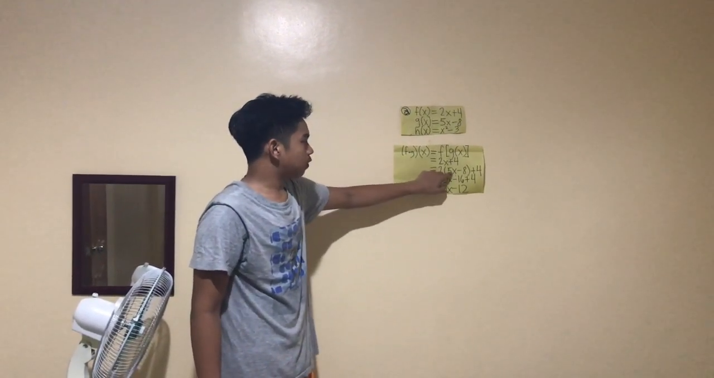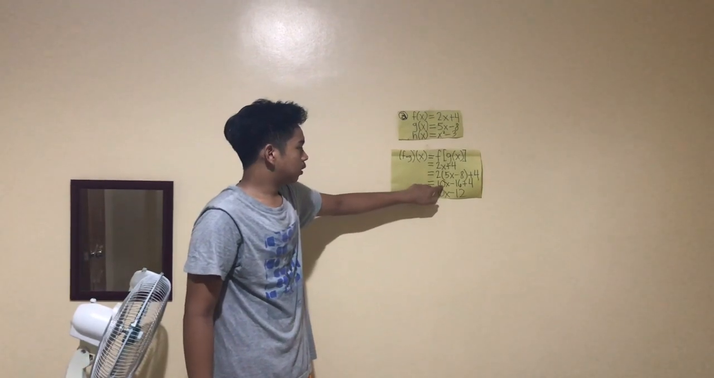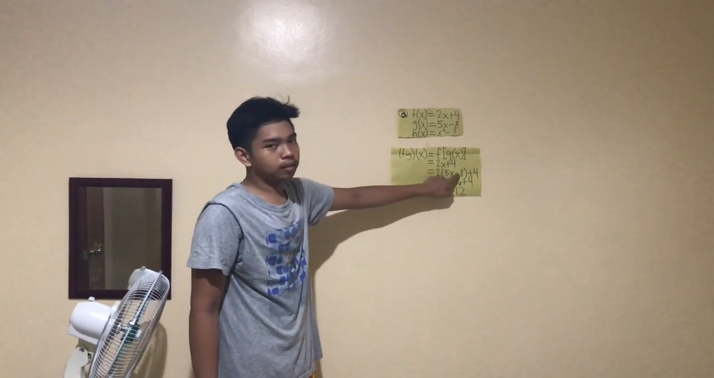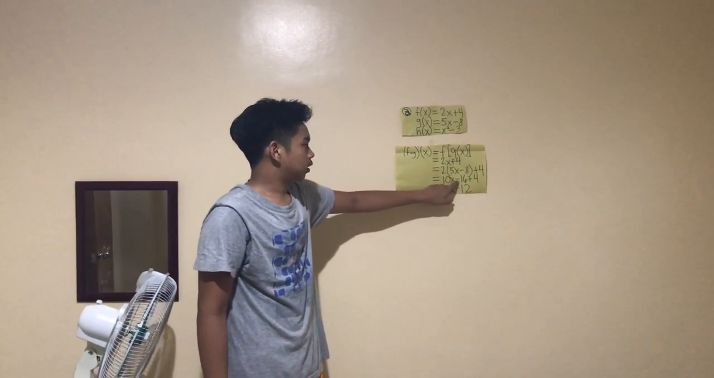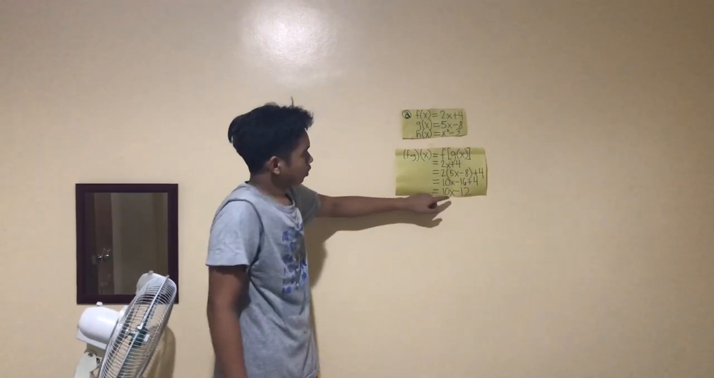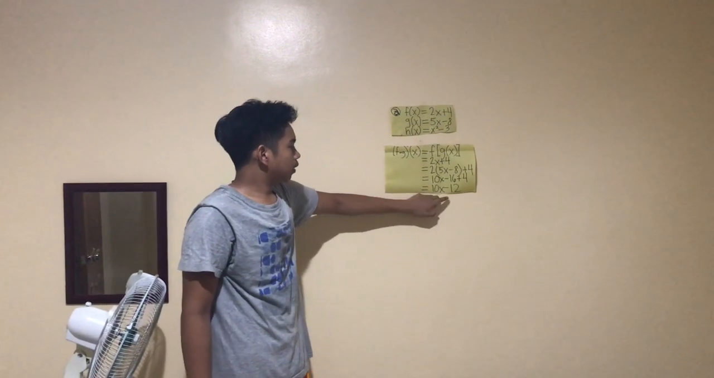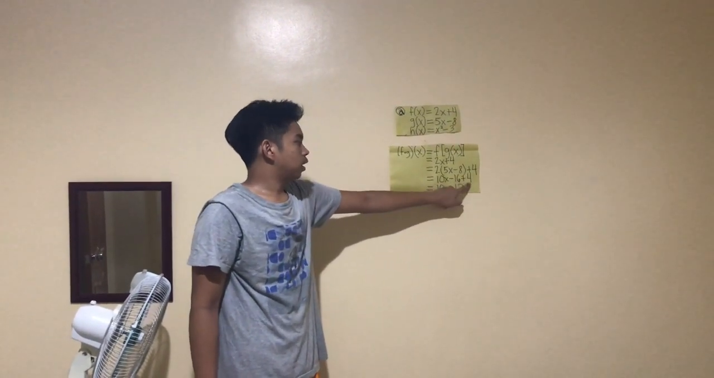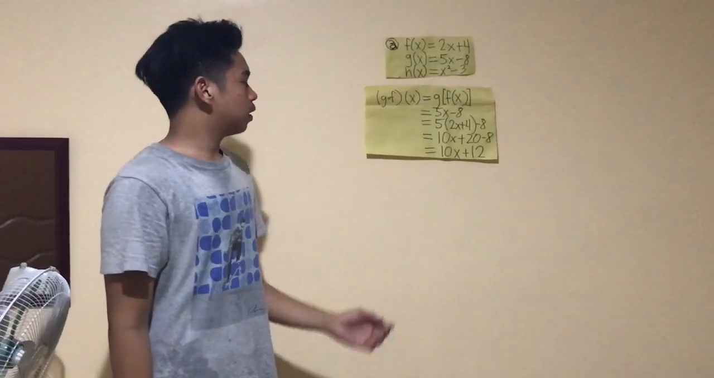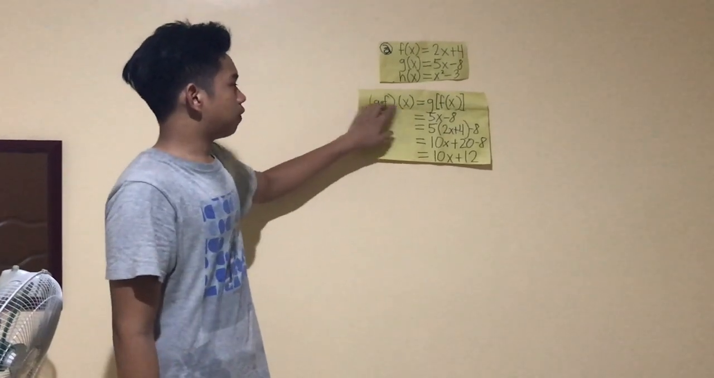So 2 times 5x is 10x. And then 2 times negative 8 is negative 16. And bring down positive 4. And then here, bring down 10x. And then negative 16 plus 4 is negative 12. So this is another example. G of f of x.